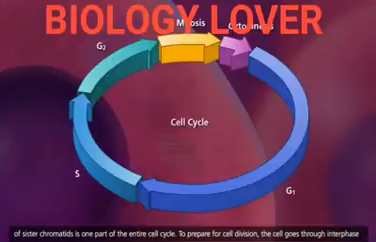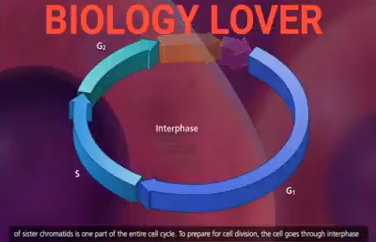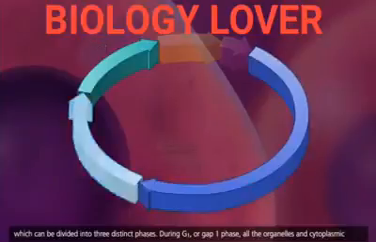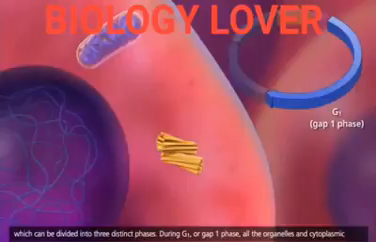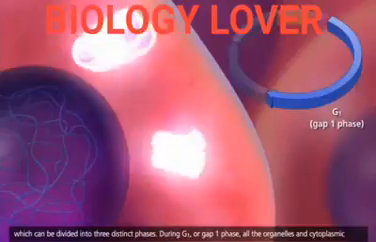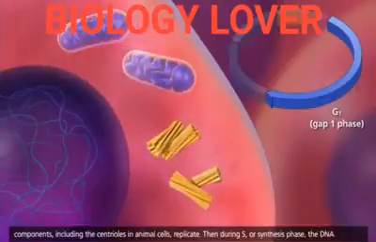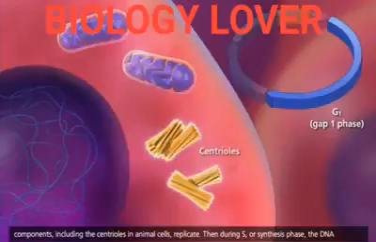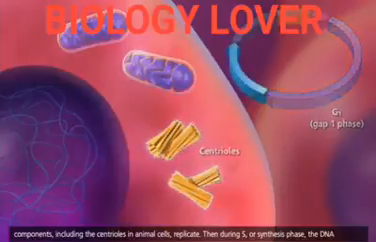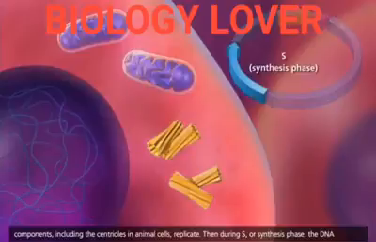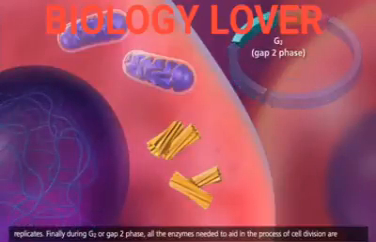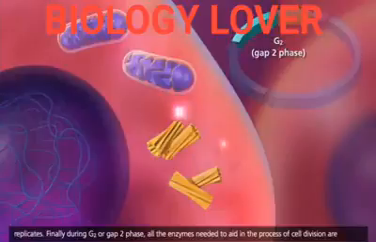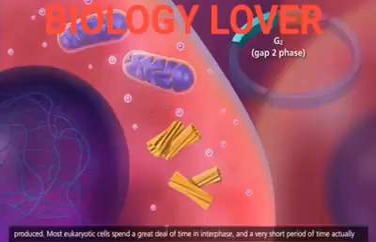To prepare for cell division, the cell goes through interphase, which can be divided into three distinct phases. During G1 or GAP1 phase, all the organelles and cytoplasmic components, including the centrioles in animal cells, replicate. Then during S or synthesis phase, the DNA replicates. Finally, during G2 or GAP2 phase, all the enzymes needed to aid in the process of cell division are produced.